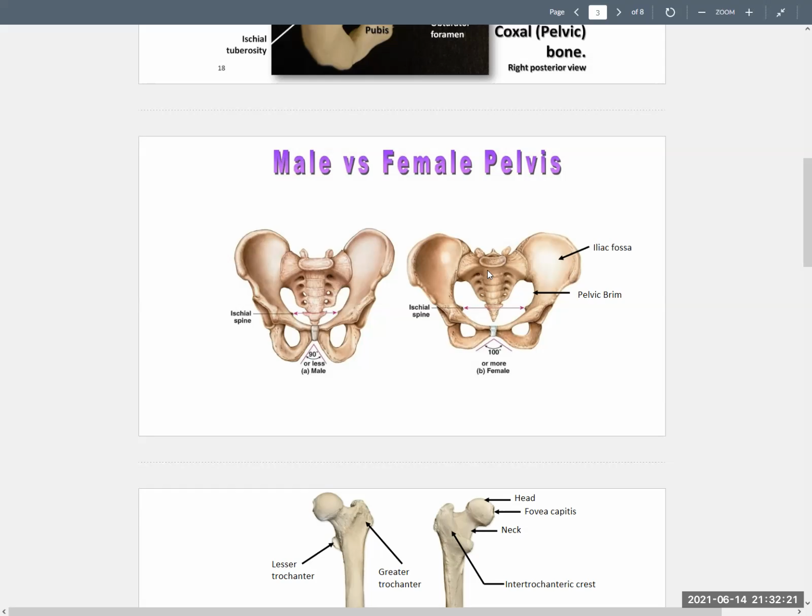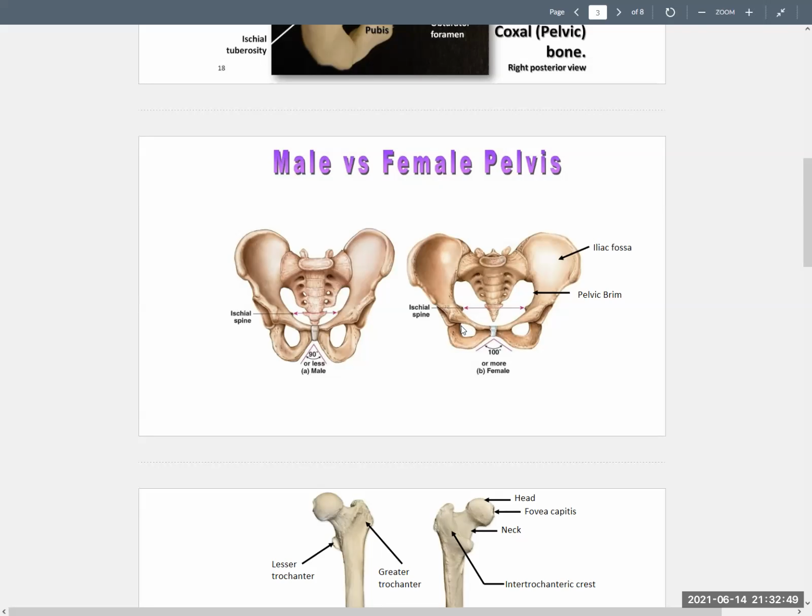The pelvic brim, follow my needle, all the way around here. What bones are we passing? We're passing part of the ischium, part of the ilium. We're passing here the sacrum and the sacral promontory, and then the same things on the other side.